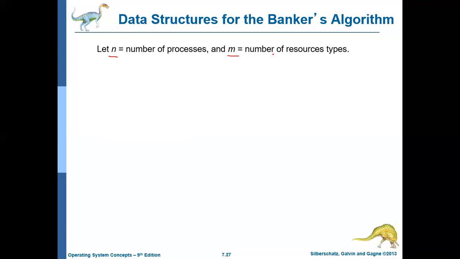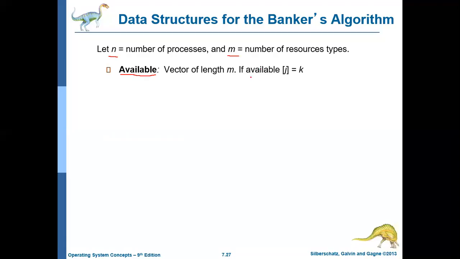It may be a hard disk. Resource type 1 may be hard disk. Resource type 2 may be a printer. Resource type 3 may be a scanner, like that. And each type can have multiple instances. So what are the various vectors and matrices the Banker's algorithm uses? These are the data structures. Banker's algorithm uses a vector called available.